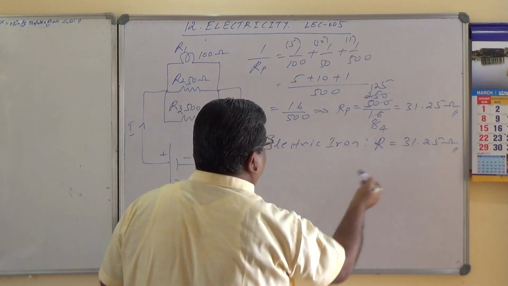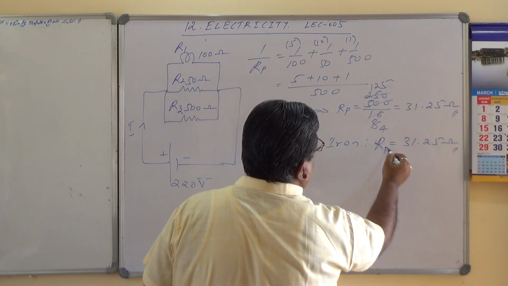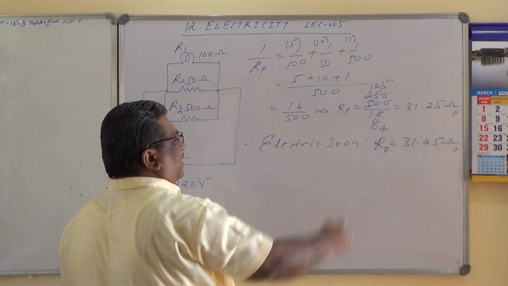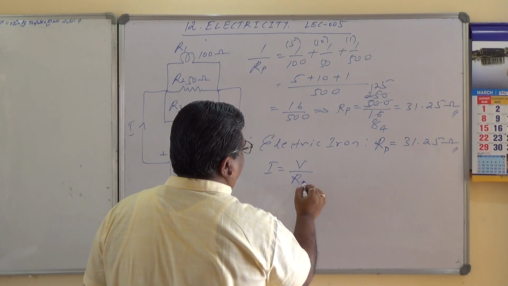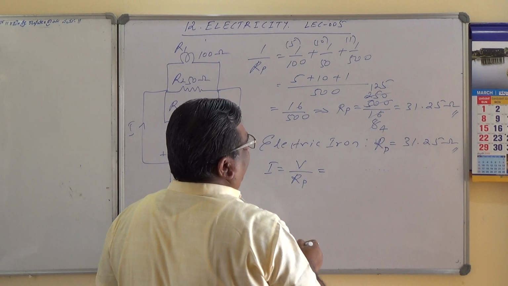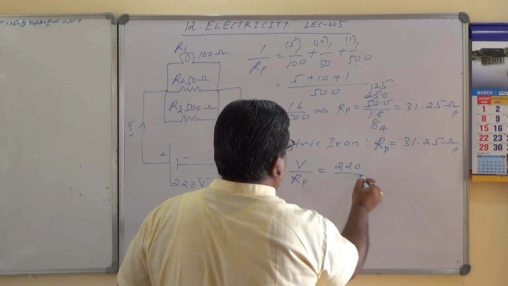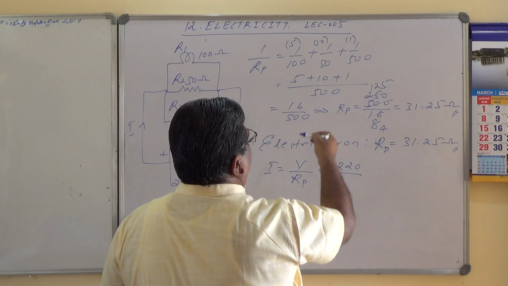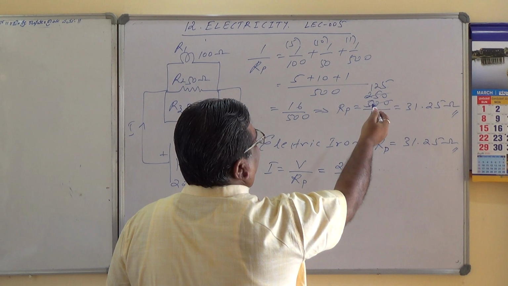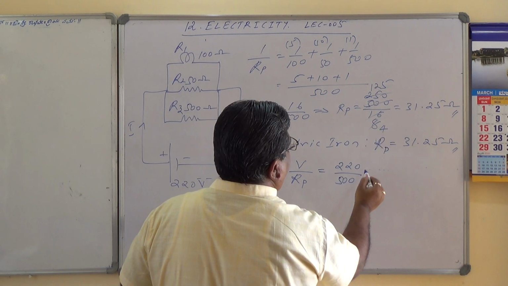The current drawn by this is equal to, what should I name this? Rp only, right? Because it is equivalent to the Rp. So the current drawn is I equals V by R, V by Rp. Voltage is 220 volts, Rp is 31.25. That means it is 500 by 16.